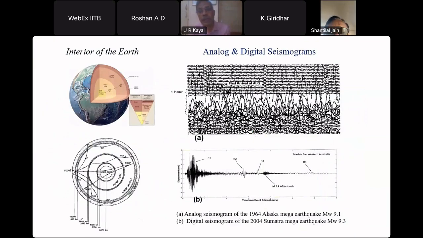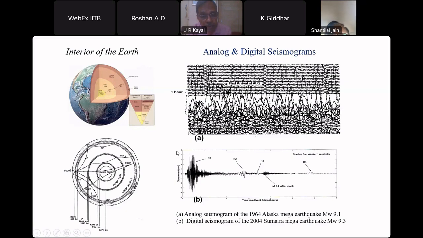Now I want to show you the analog and digital seismograms, how they differ. You see that for the Alaska 1964 great mega earthquake, magnitude 9.1, this was the upper seismograph. That analog seismograph looks like this, where you cannot make out the different phases of the seismic waves. You can hardly read the first arrival, but the arrivals after that are all complicated, and the seismogram is going for hours, and they're all jumbled up. It was so difficult in those days to read the phases from the analog seismograph.